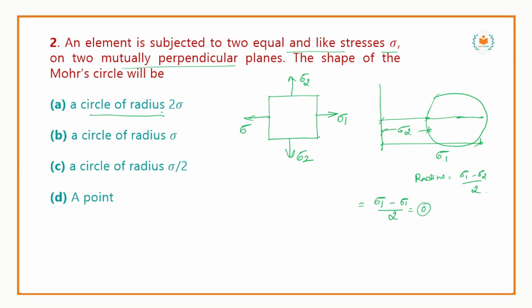So it is not a circle of radius 2 sigma, sigma, or sigma by 2. Since we got the radius as 0, the Mohr circle will be just a point. So the answer for this particular question is a point, that is option C.